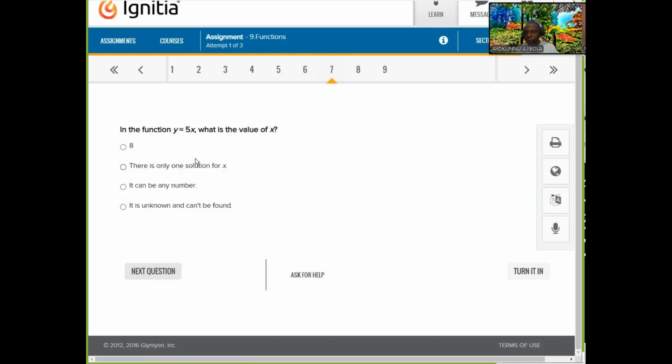All right. So the next question, read this question for me. The function equals 5x. What is the value of x? Yes, what's the value of x? There is only one solution of x. Really? Yes. x can be any number, okay? Okay.